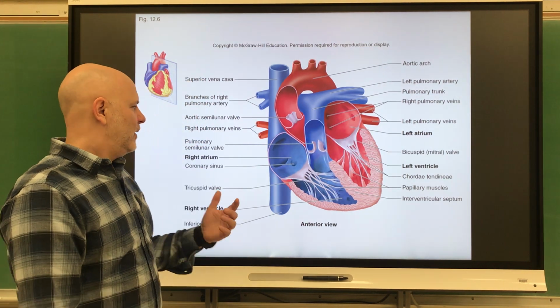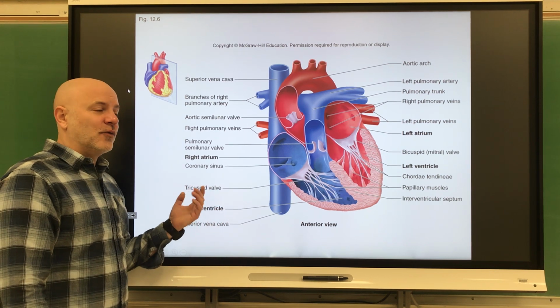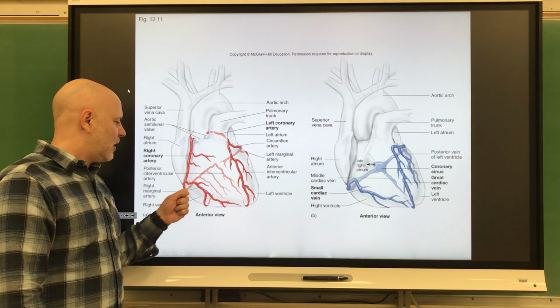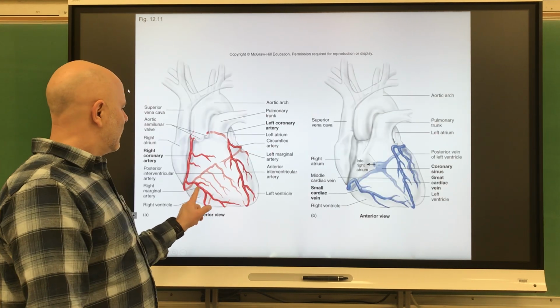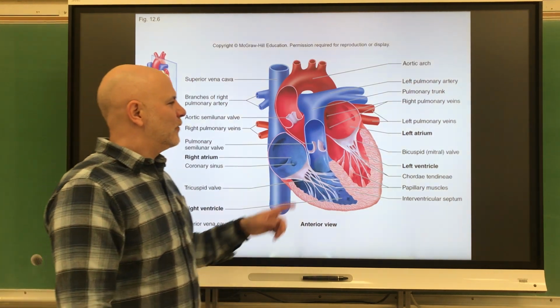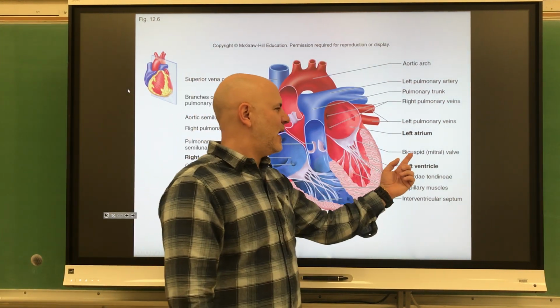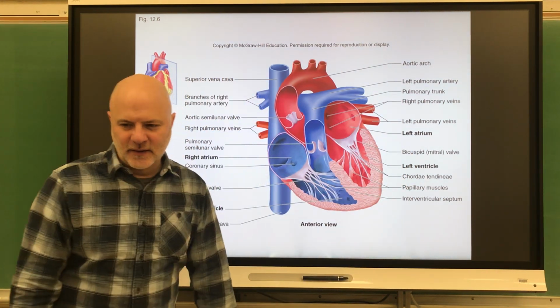All right, now, with the tricuspid valve, you can remember that it's on the right side of the heart because there's an R in tricuspid. Now, if we go to the other side, well, there's not an L in bicuspid, but there's an L in mitral, so you can think of that as the left side there.